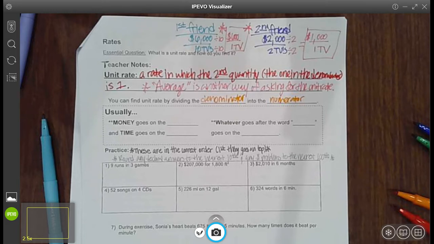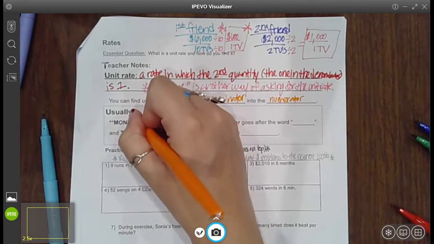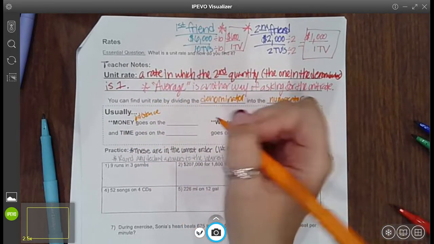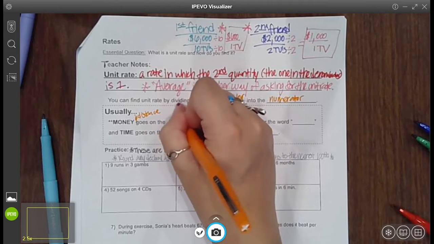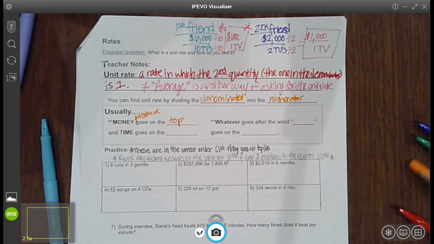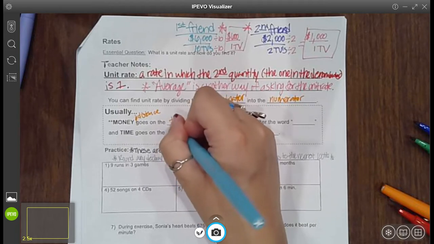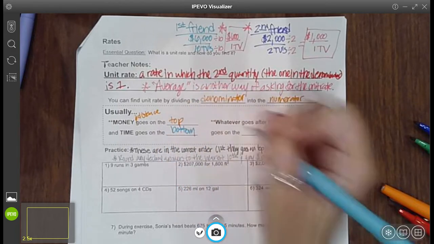Okay. Now, typically in word problems, they give you things out of order. Sometimes it's in the correct order. Sometimes it's not. So it's helpful to know what usually goes on top. So if I could give you that helpful hint, I would say money and distance usually goes on top. Okay, and time almost always goes on bottom. There's very few instances where this isn't true.